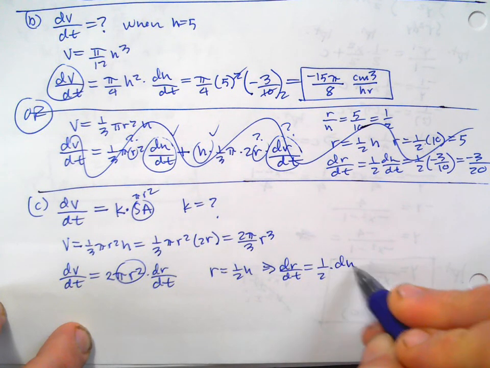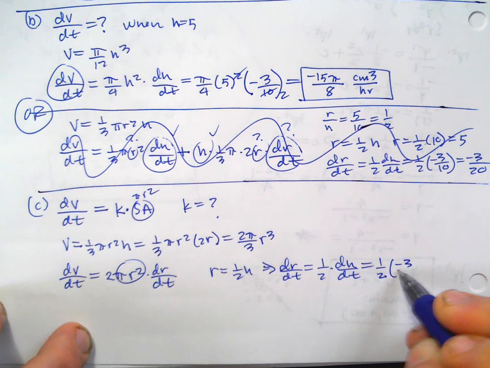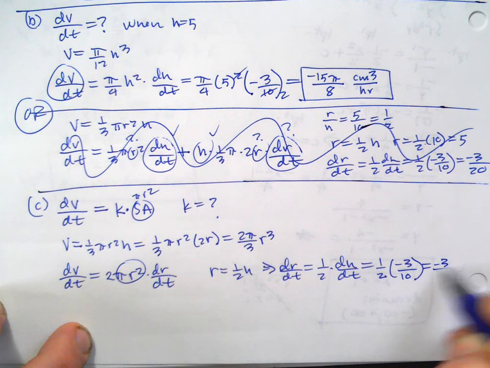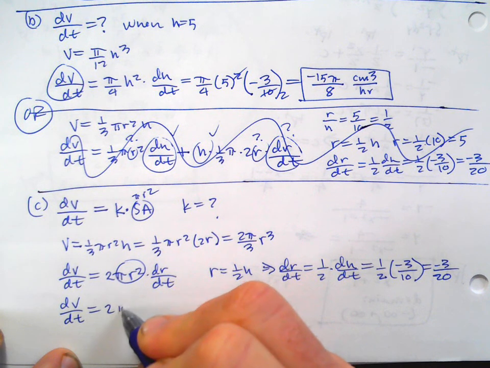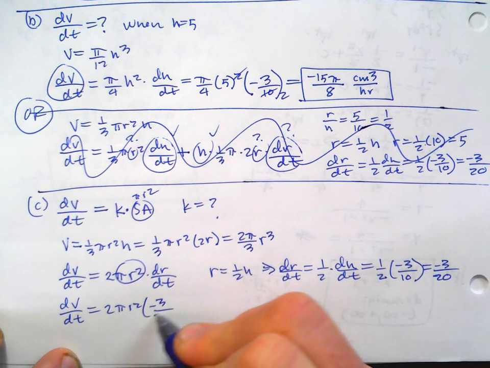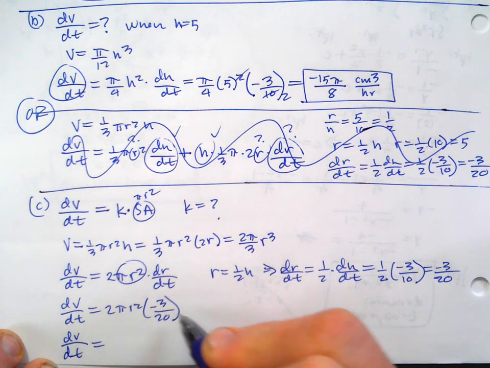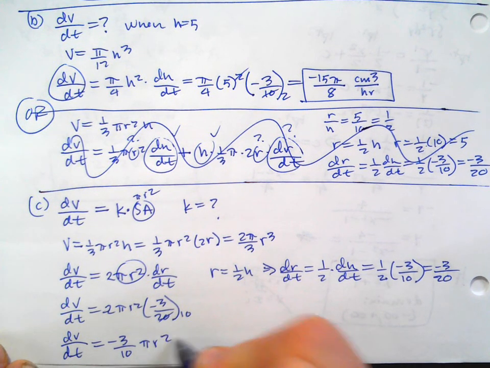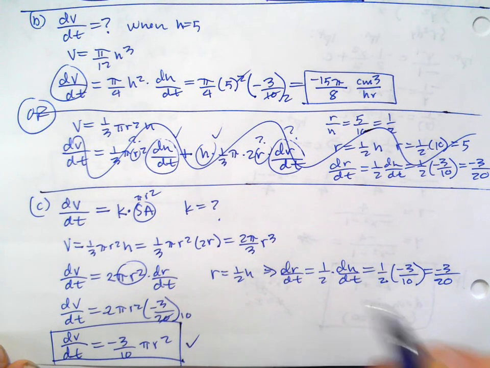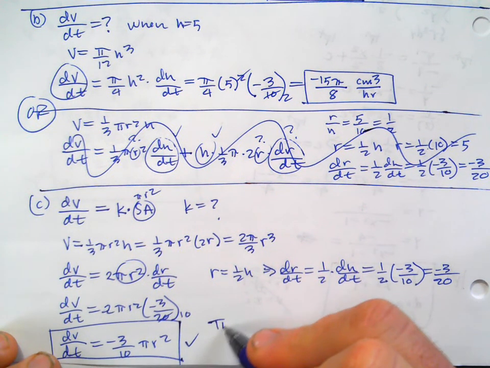I was just showing you this on the bad way of doing the last problem. And dH/dt is -3/10. So dr/dt is -3/20. So I'm going to plug those in there. So we get -3/10 pi r squared. So that shows that the rate of change of the volume of the water in the container due to evaporation is directly proportional to the exposed surface area of the water. The constant of proportionality is that guy.